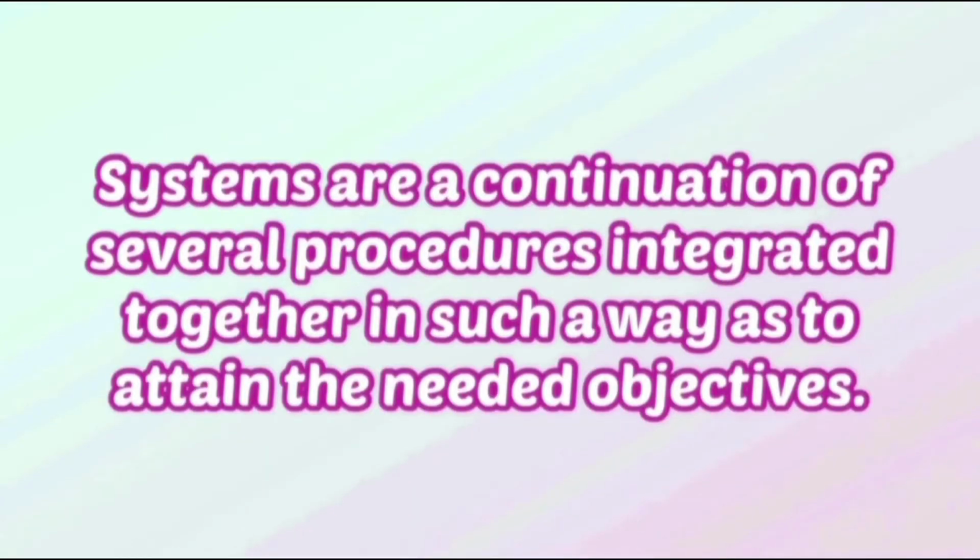To sum up their definitions, a system is a continuation of several procedures integrated together in such a way as to attain the needed objectives. It is defined as a network of routines which are designed and integrated to carry out office work.